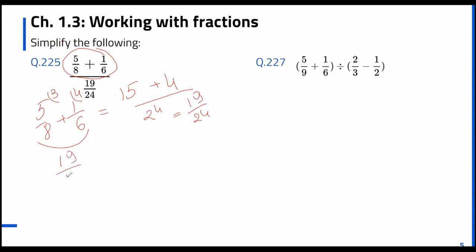Then we have 19/24 divided by 19/24. To do the division, we need to turn the second fraction upside down. So we have 19 multiplied by 24, and here we will also have 24 multiplied by 19. So it is exactly 1.